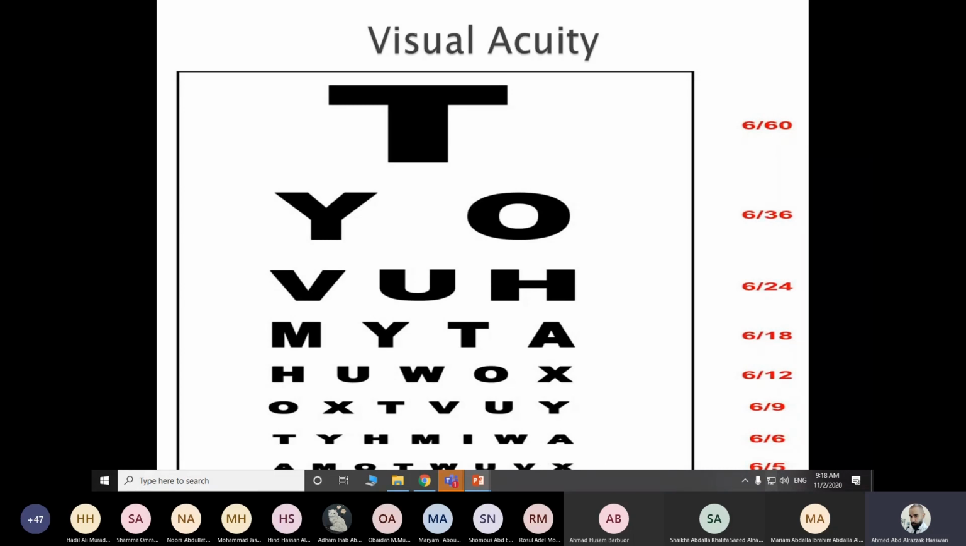But again, what I need you to understand is the numbers, what they mean, and how we interpret them. In the exam, if you have any visual chart like this, and I tell you this patient can appreciate 1, 2, 3, 4, what is his visual acuity, then you would be able to answer that, okay?